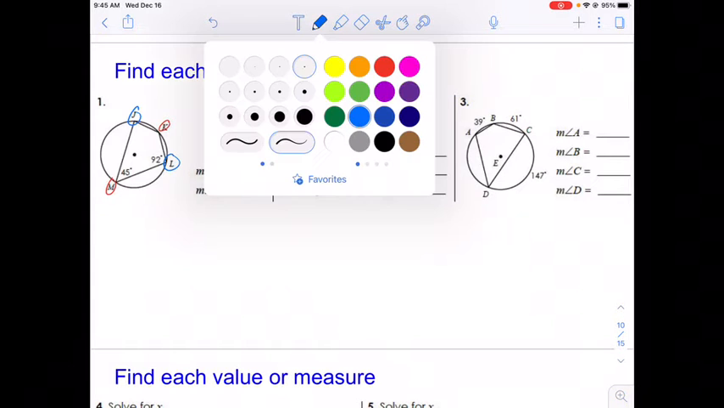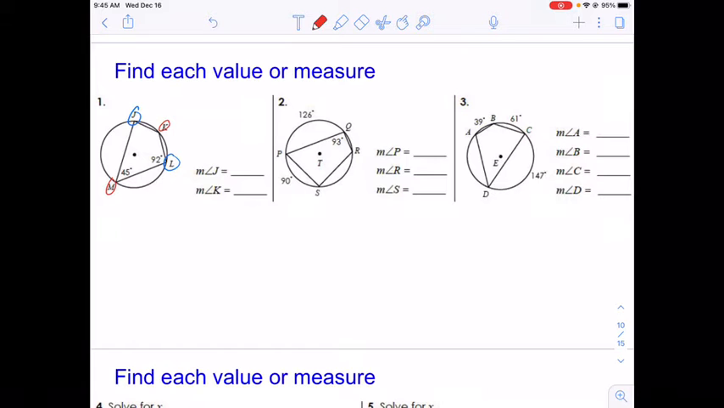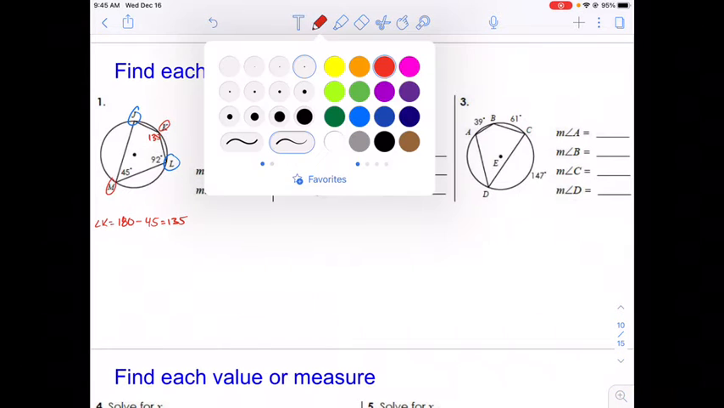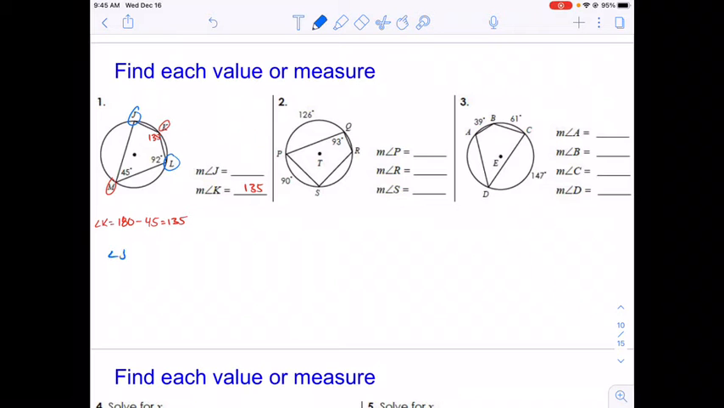So for M and K, we know if this is 45, then we're going to do 180 minus 45. This is going to give us angle K. So we subtract it here, and that's going to give us 135. So this right here is equal to 135. And then the next one here, we'll go blue here, the measure of angle J, this is equal to 180 minus 92. So we subtract that, we're going to get 88. So angle J is equal to 88.